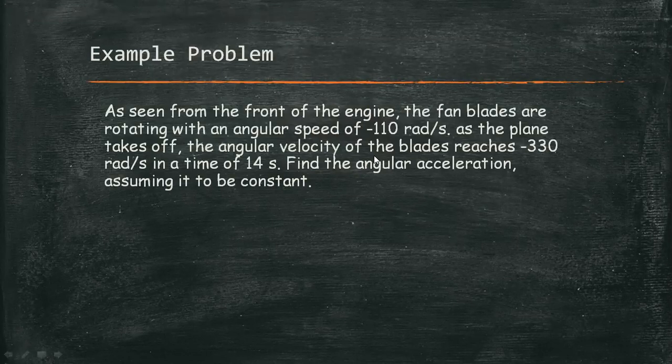Now, as an example problem, as seen from the front of the engine, the fan blades are rotating with an angular speed of negative 110 radian per second. As the plane takes off, the angular velocity of the blades reaches negative 330 radian per second in a time of 14 seconds. Find the angular acceleration, assuming it to be constant.